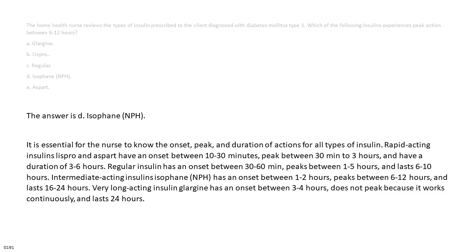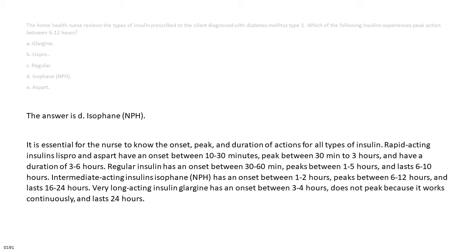The answer is D. Isophene, NPH. It is essential for the nurse to know the onset, peak, and duration of actions for all types of insulin. Rapid-acting insulins Lispro and Aspart have an onset between 10 to 30 minutes, peak between 30 minutes to 3 hours, and have a duration of 3 to 6 hours.